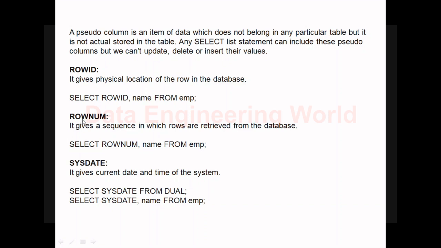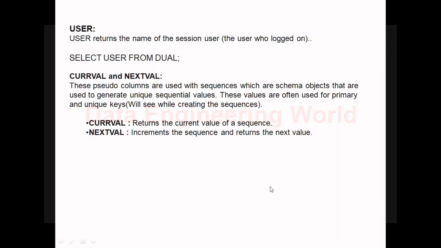The second pseudo column in the list is ROWNUM, which gives the row number to each row stored in a database table. The next one in the list is SYSDATE, which gives the current date and time of the system. The next pseudo column in the list is USER. It returns the name of the session user who logged in.